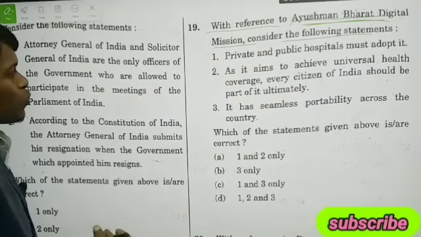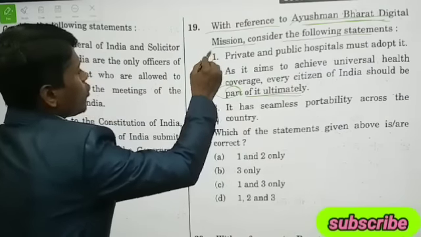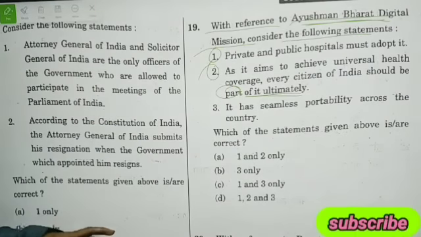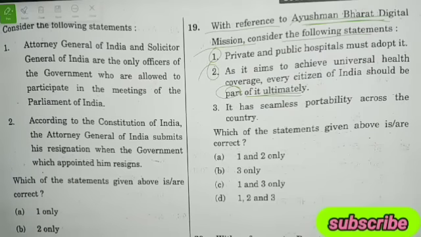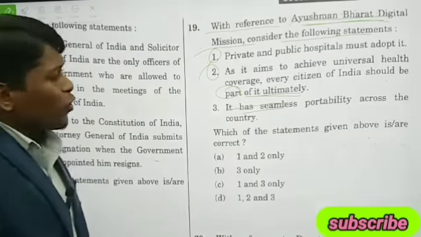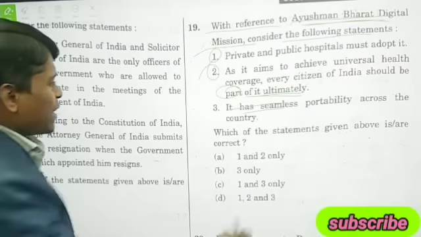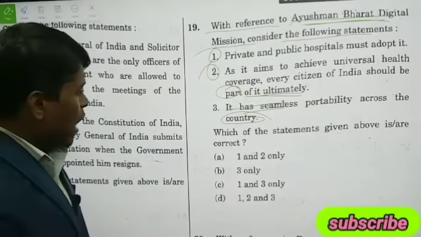As it aims to achieve universal health coverage, every citizen of India should ultimately be part of it. Yes, correct. Private and public hospitals must adopt Ayushman Bharat. Ayushman Bharat is the all Yojana. These are Ayushman Bharat digital mission. It is seamless portability across the country.